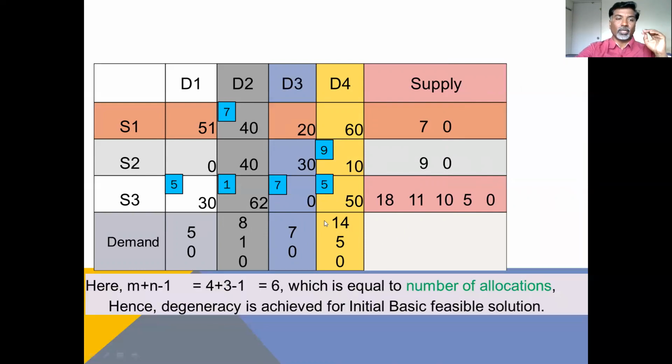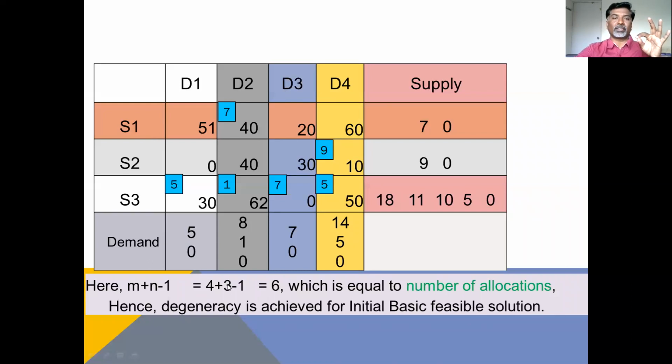Then next, we have to check whether degeneracy has occurred or not. What do you mean by degeneracy? In degeneracy you have to count how many allocations we have made. 1, 2, 3, 4, 5, 6. 6 allocations we have made. And what is the value of m plus n minus 1? M is equal to the number of distributors, D1, D2, D3, D4, that is 4. S1, S2, S3, this is 3. 4 plus 3 is 7. M plus n minus 1 is equal to 6. So the number of allocations is equal to m plus n minus 1. Hence degeneracy is achieved.